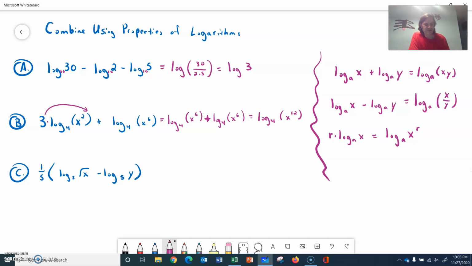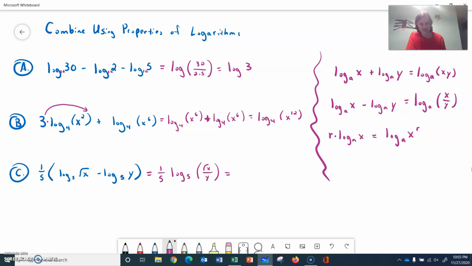The last one down here, c, 1/5 times the big quantity of log base 5 square root of x minus log base 5 of y. I'm going to go ahead and combine what's in the parentheses first. I could distribute the 1/5 through if I wanted, but there's a subtraction here, so I'll keep the 1/5 out front. Log base 5 square root of x over y.